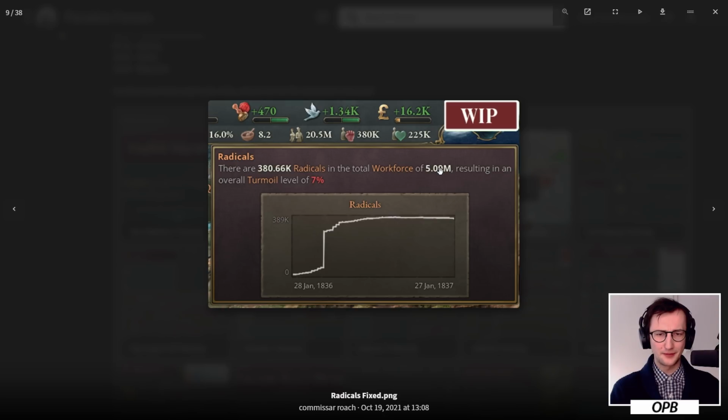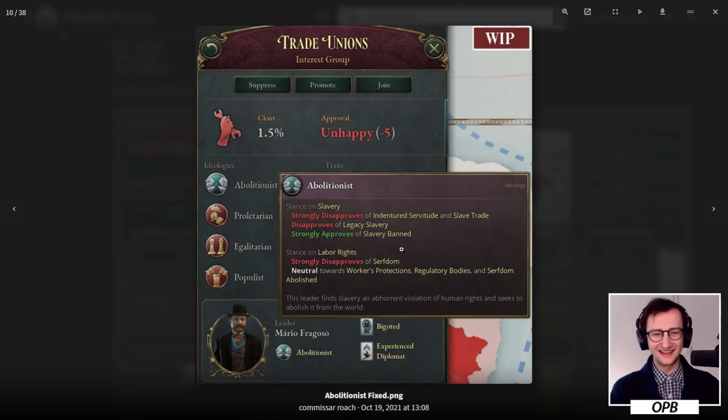Workforce of 5.09 million. Maybe it's America, maybe not, but you don't want to see this graph this early in the game. I love this so much. This is so neat. Right here, we have some trade unions. They are abolitionist, proletarian, egalitarian, populist, but their leader is bigoted and an experienced diplomat.